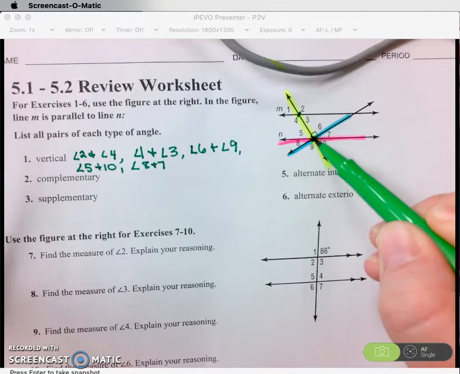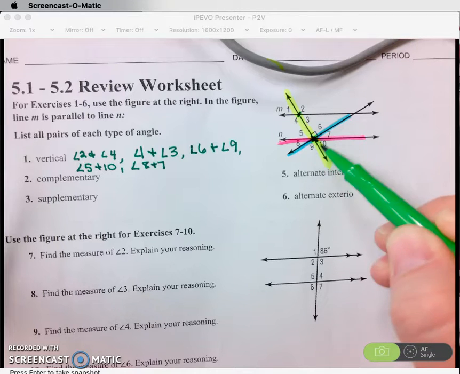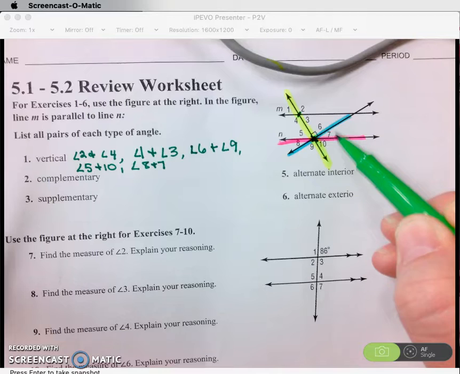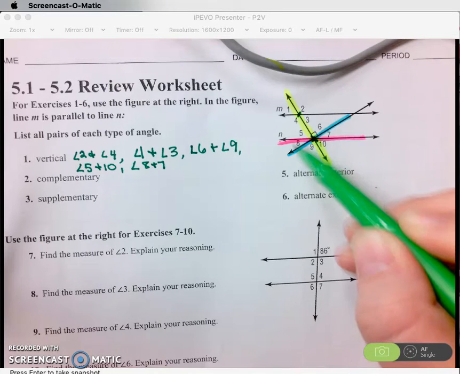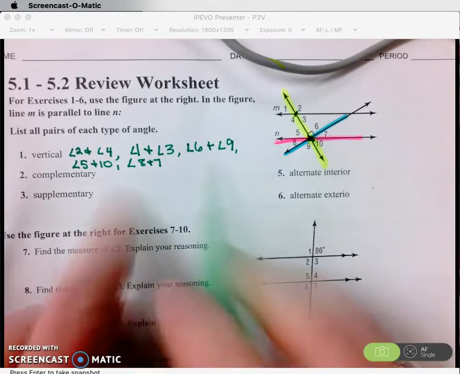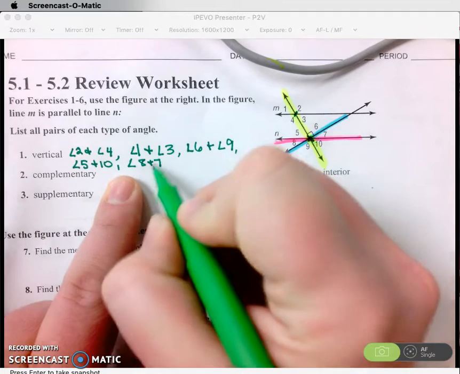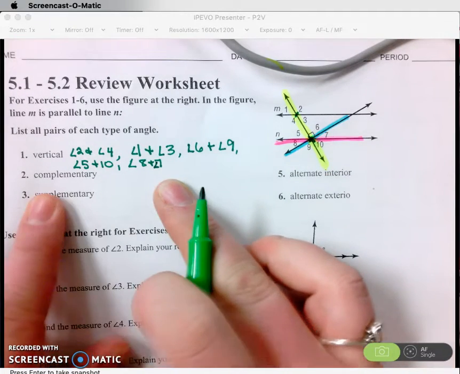Some kids mistake 7 and 9 as vertical angles, but they're not, because this one has a blue and a pink, and this one has a blue and a yellow. So it would be the other blue and the pink, which would be 8. So 7 and 8. Okay, this order does not matter. I could say angle 7 and angle 8.